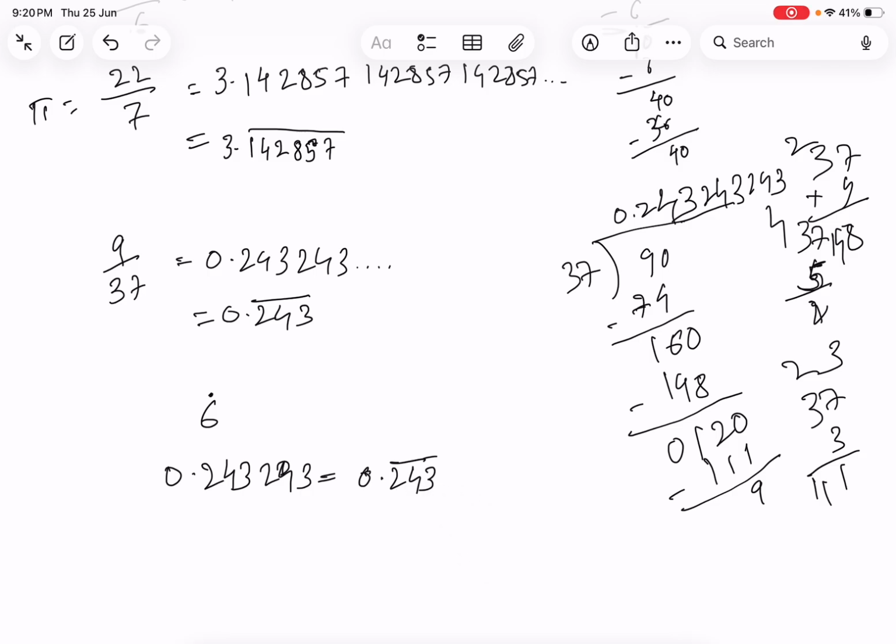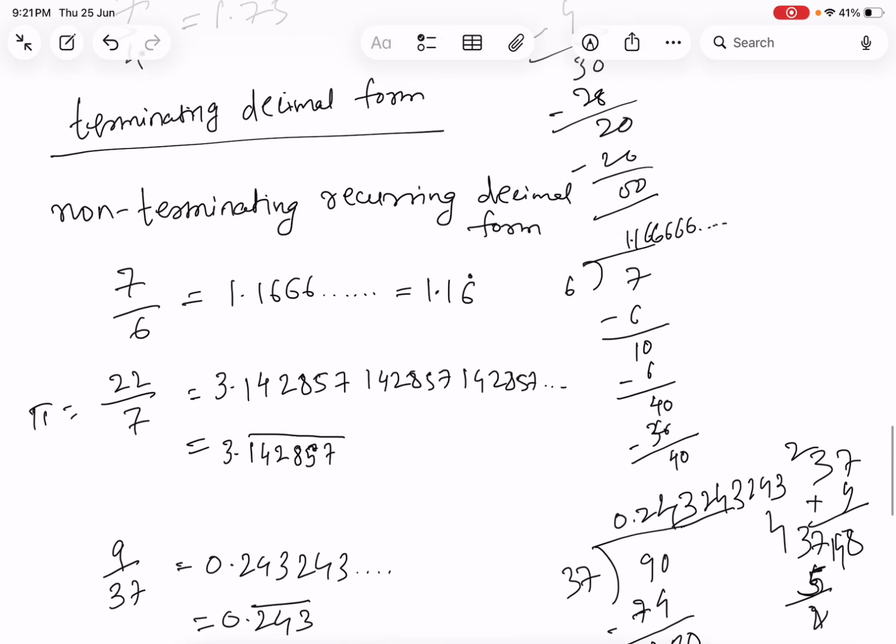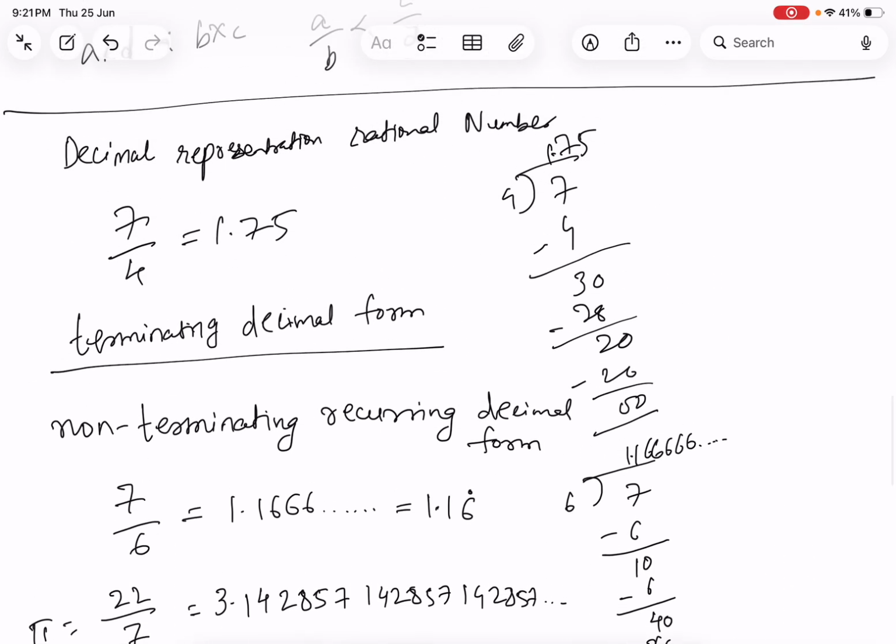So that's kind of clear about how to represent a rational number in decimal form.